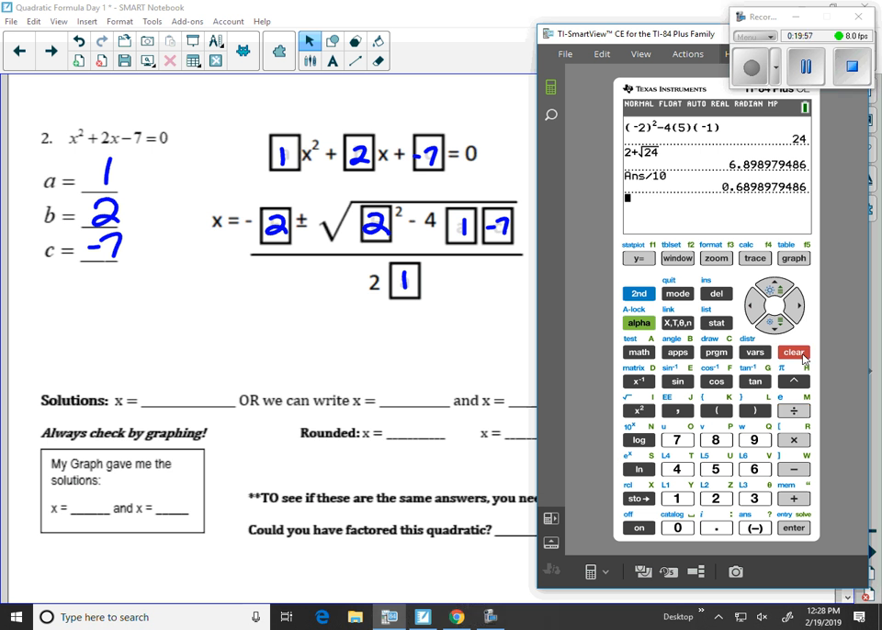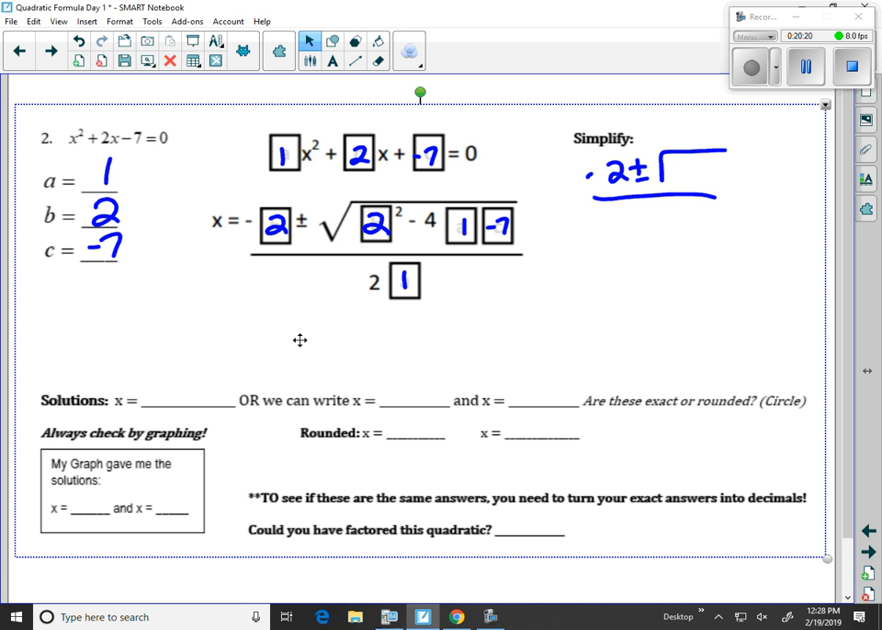Okay, so I'm going to use my parentheses. 2 squared minus 4 times 1 times negative 7. I'm getting 32. Are we getting 32? Yeah. Any problems or issues? No. Okay, so under our radical, we should have 32.